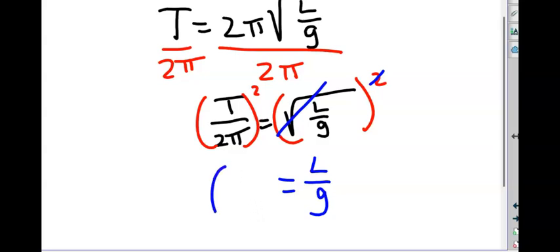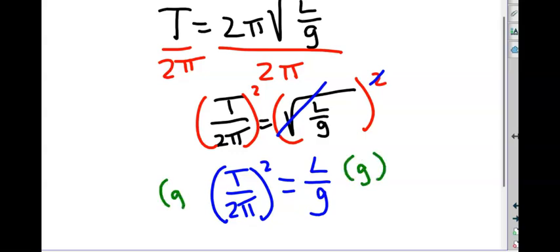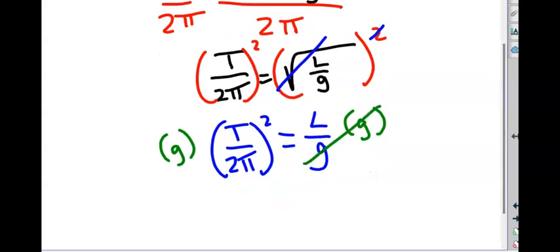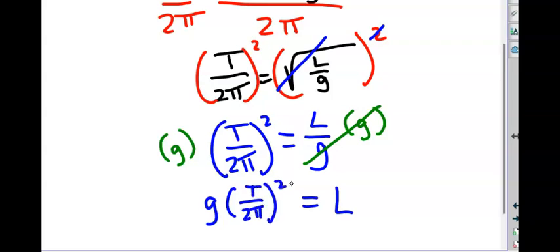But the left side, I do not want to compute. I'll just leave it as a quantity squared. Now to get L alone, I simply multiply both sides by the denominator of G. And now the L is isolated. And I'm going to multiply G times this giant fraction that's being squared.